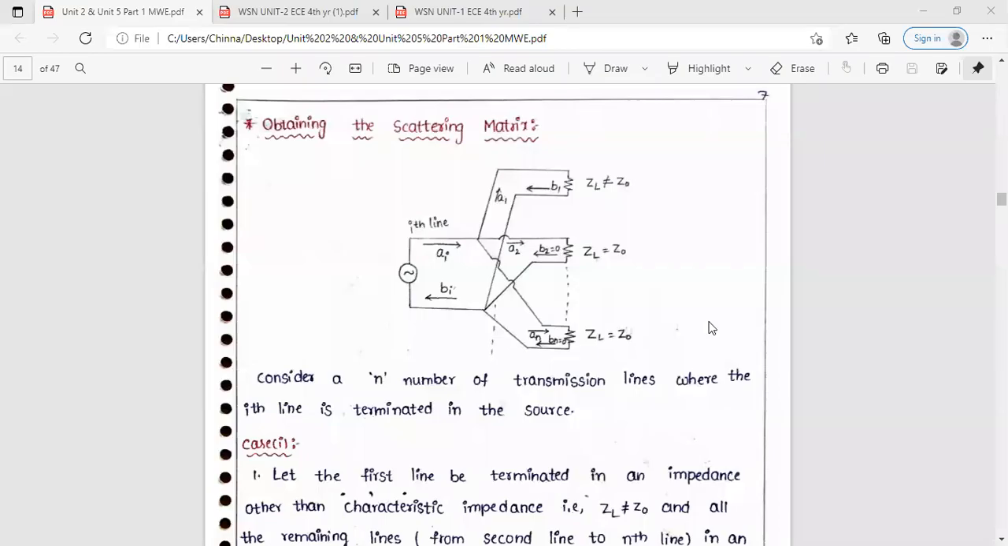Okay, it is visible to all. Hello. Loading. Is my screen visible? No, sir. Yes, sir, it's visible. Okay.